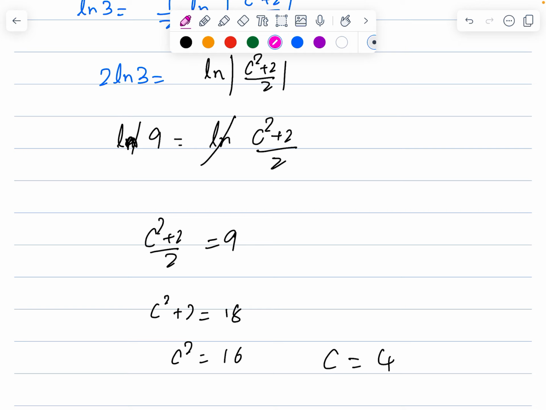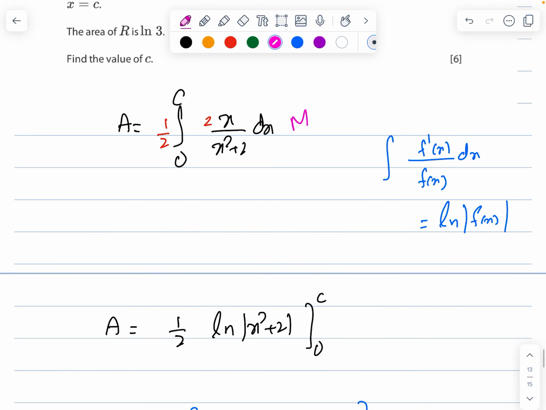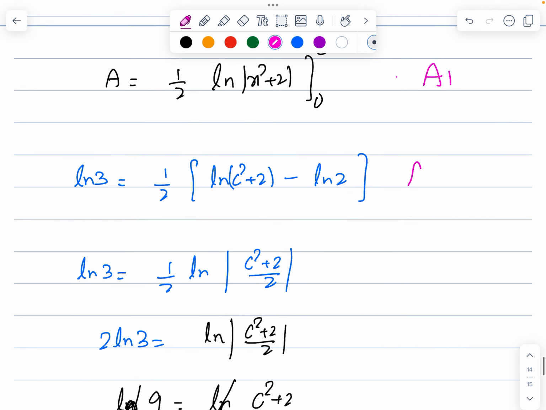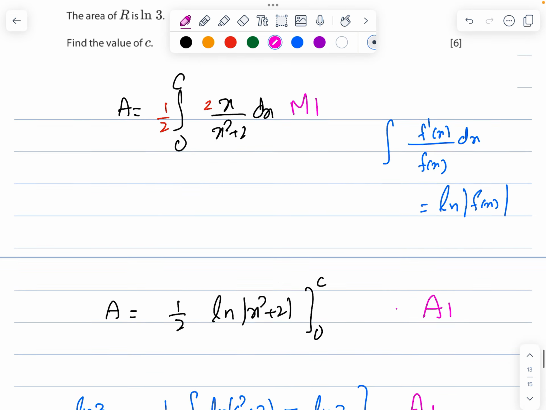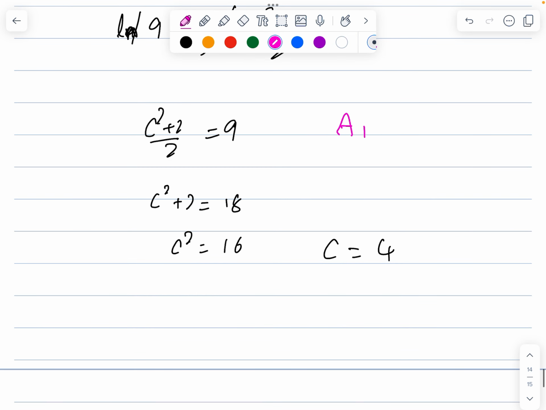And it is a 6 marks question. So first of all, writing the formula is M1, and getting the formula over here, A1, 1 mark. Substituting the limits, another 1 mark, simplification, another 1 mark, 4 marks. Then getting an equation in terms of this one is 5 and 6 marks. That's going to be the answer. So C equals 4.